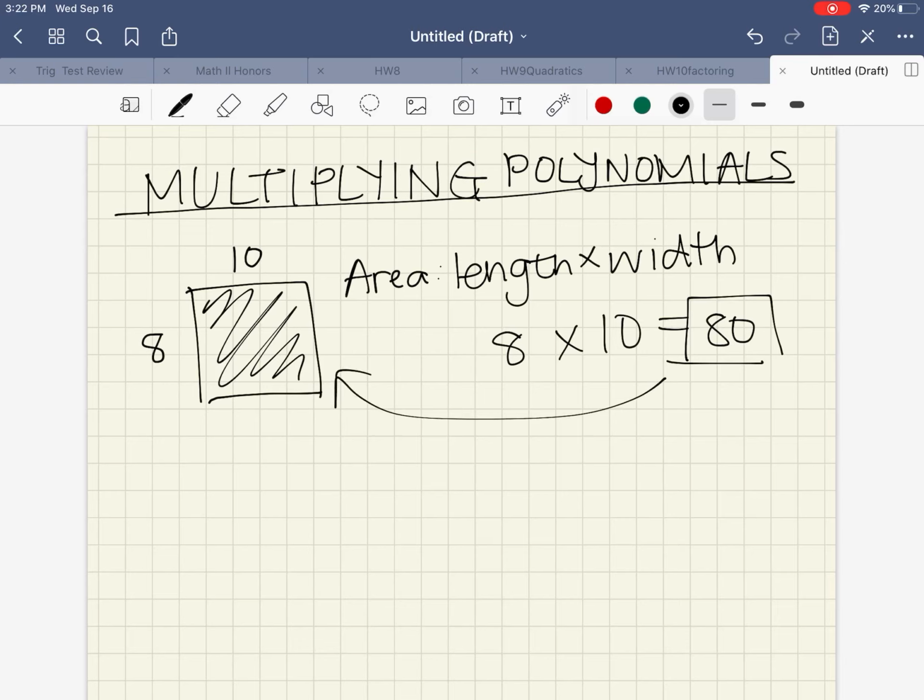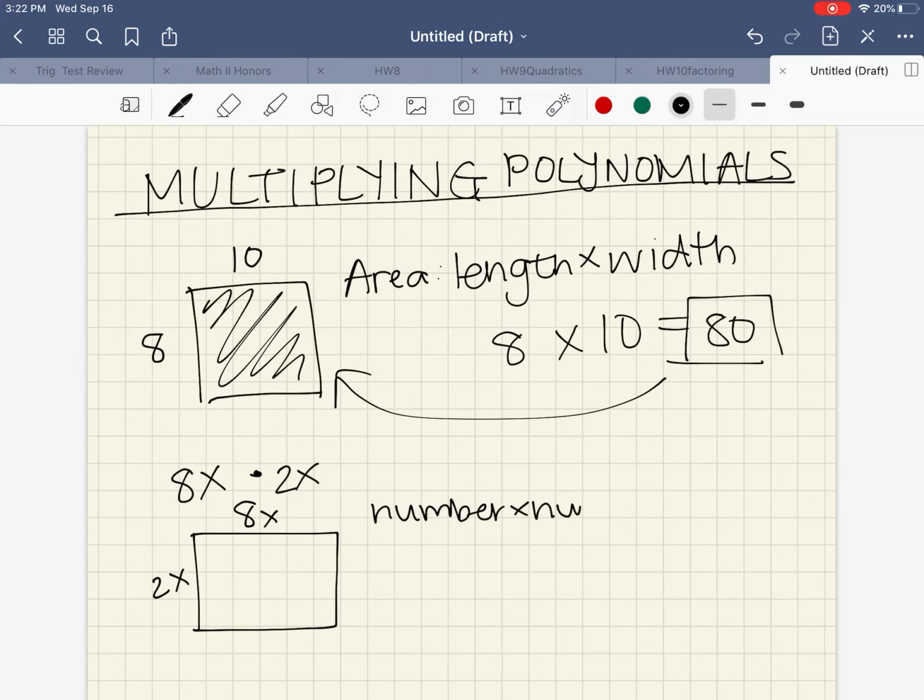The same principle applies when we're multiplying polynomials. So let's say I have 8x times 2x. I could make a box and put 8x on the top and 2x on the side, and then I would multiply: number times number, and then variable times variable. So I would get 2 times 8 is 16. x times x is x squared, because I'm just multiplying x by itself. So make sure you get this part before moving on.